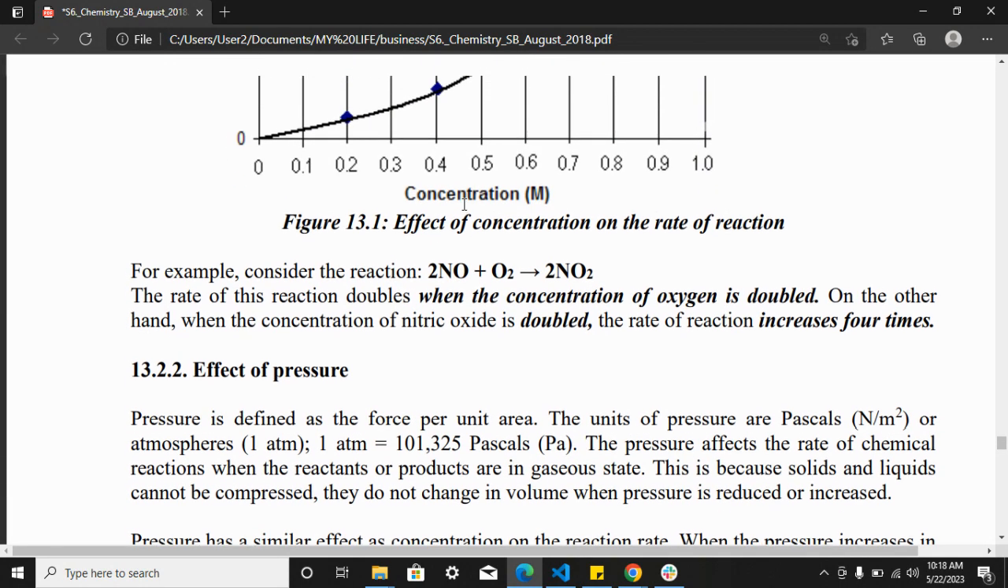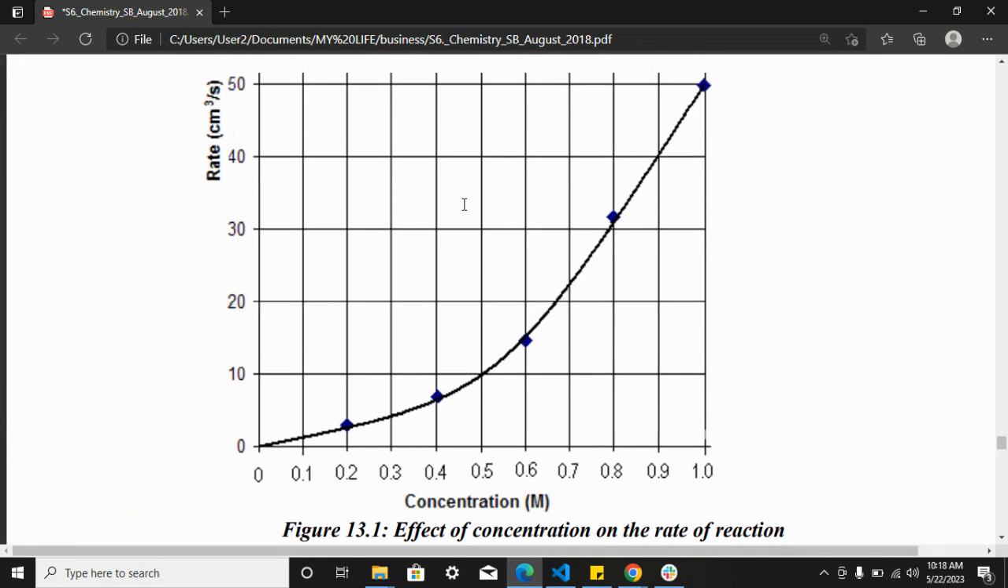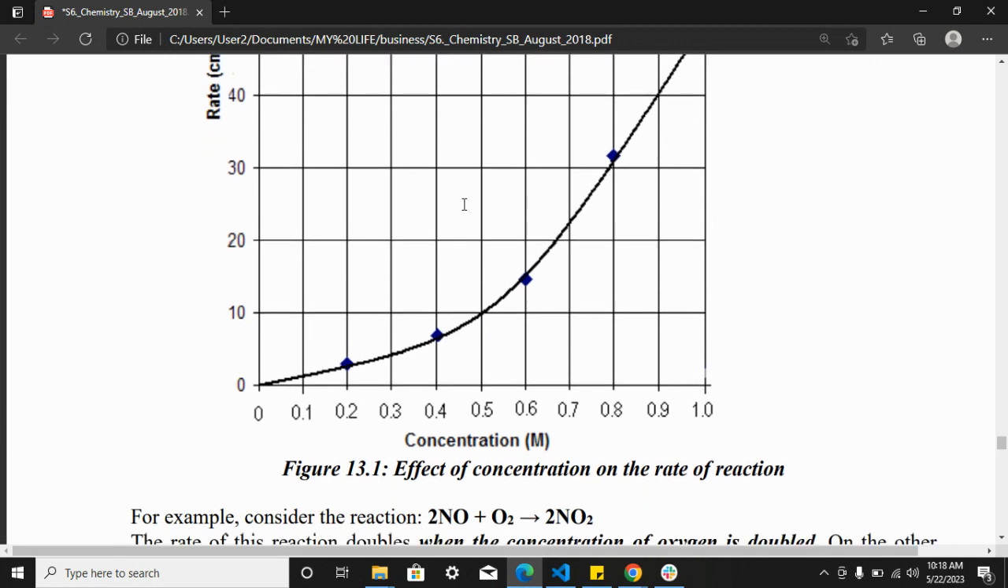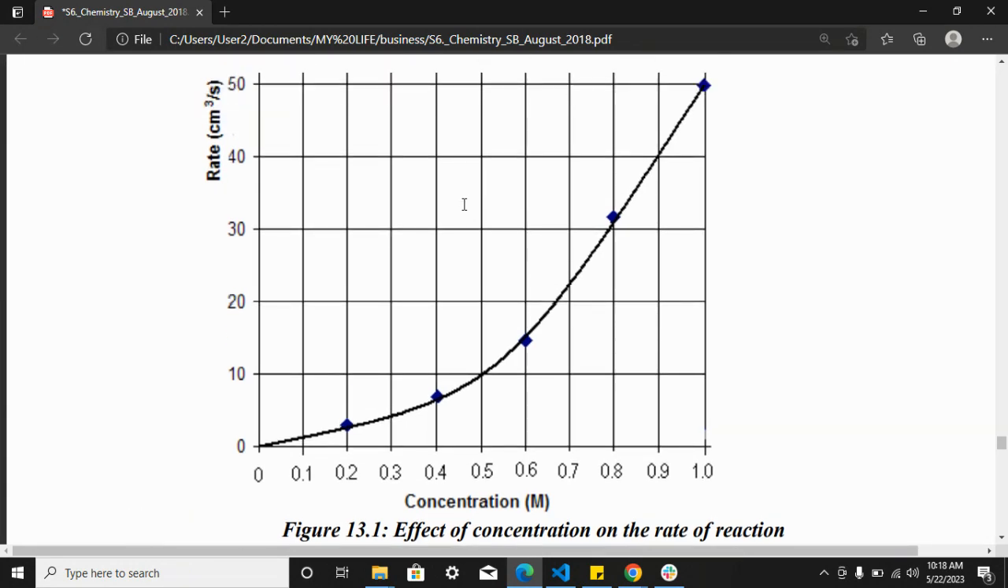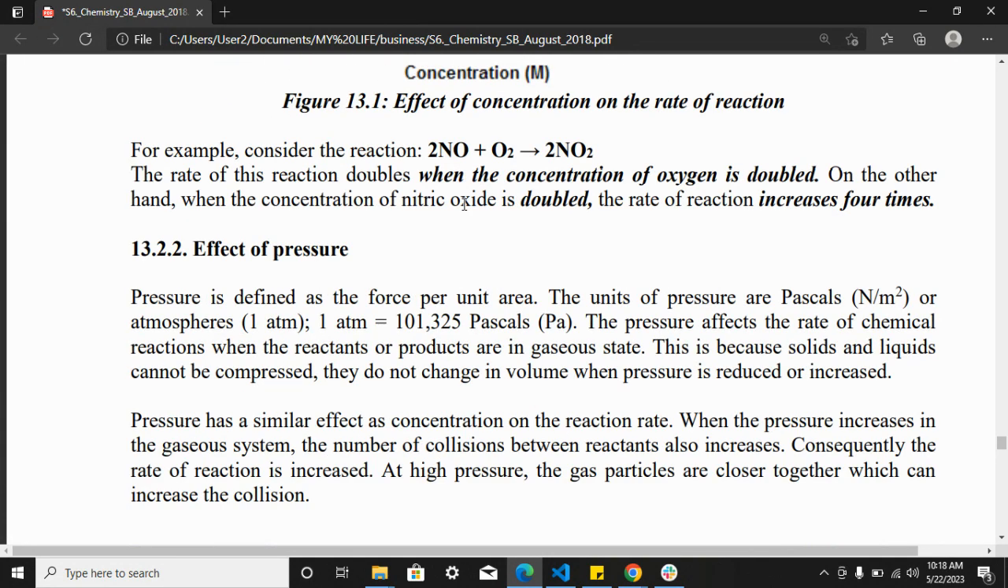On the graph of concentration against rate of reaction, you can see that as you increase the concentration, the rate of reaction also increases.